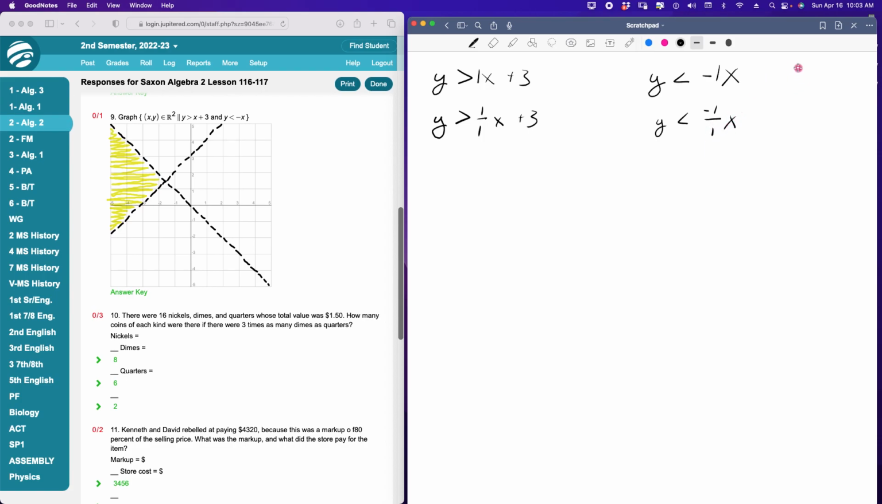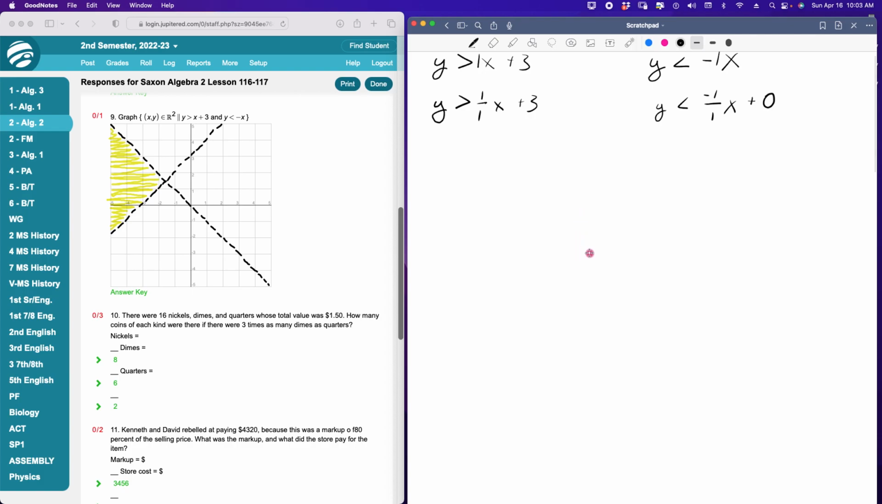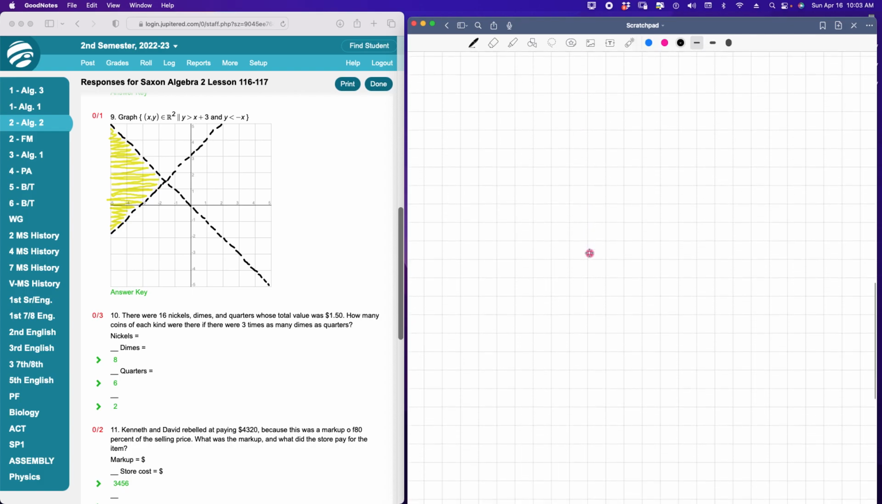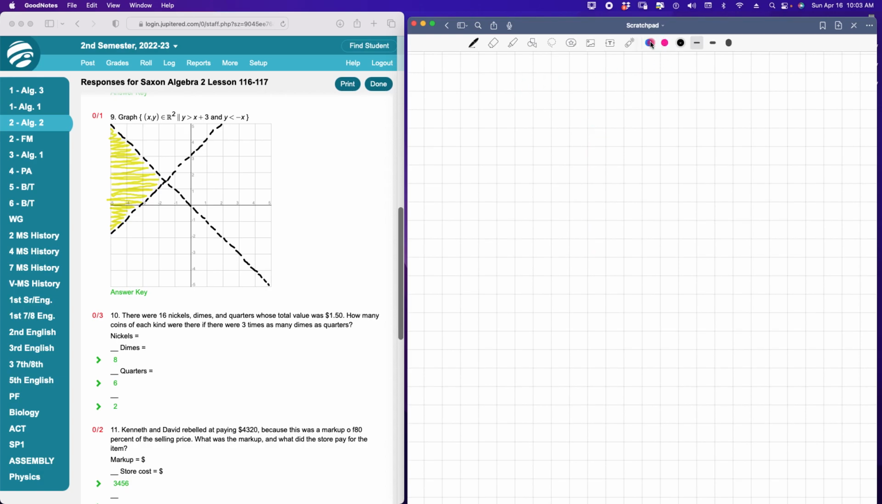And there's no b value over here, so we just add 0. So that becomes our b value. So then when we graph our chart, this is what we end up with. Let me go down here. So our lines are, let me write this one in blue. Y is greater than 1 over 1 x plus 3. And the other line was y is less than negative 1 over 1 x plus 0. So here's our graph.